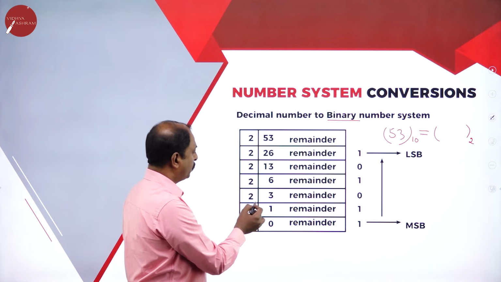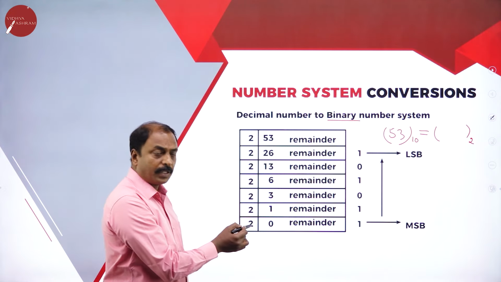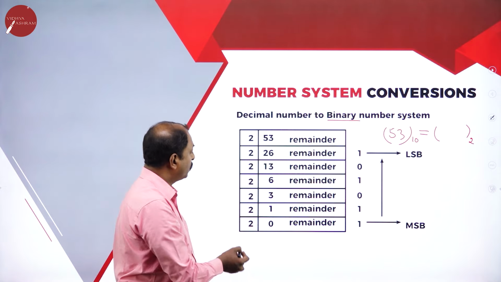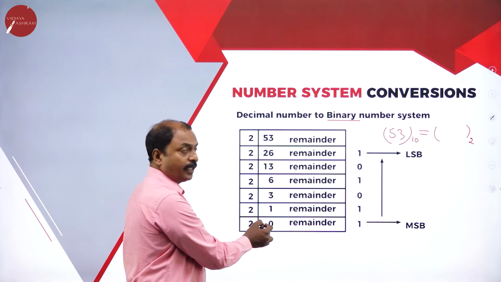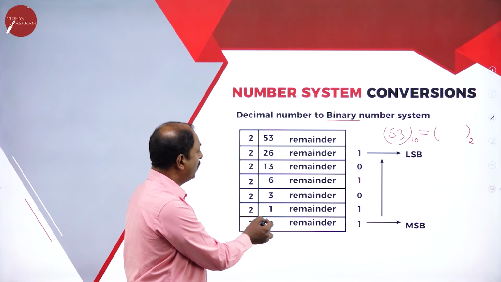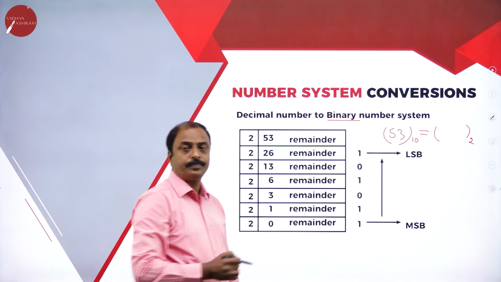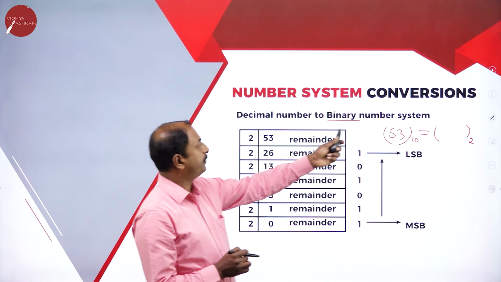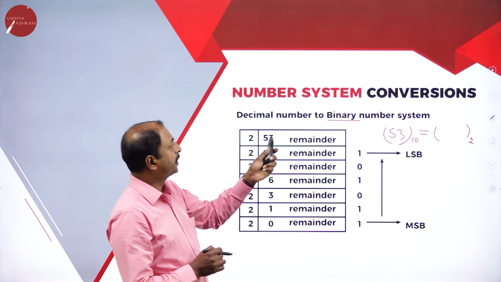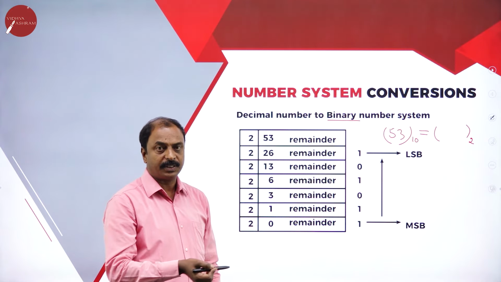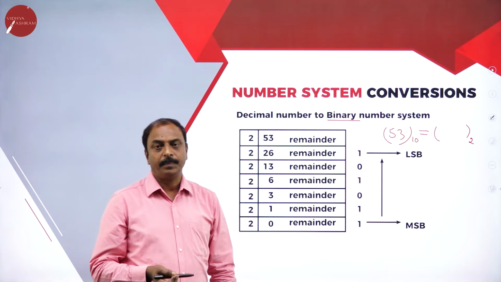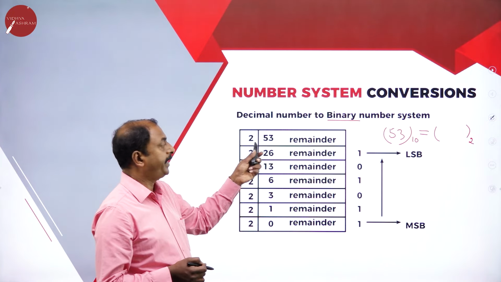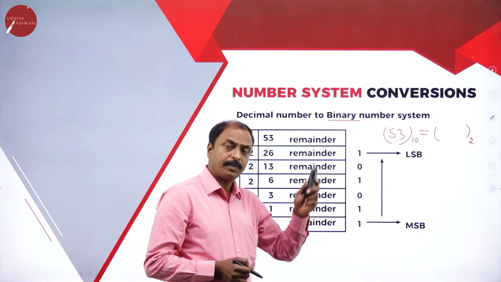Next 1, so 1 is smaller than 2. That is the reason we cannot divide it further. So 2 zeros are 0, and the remainder is 1. Here we have to keep dividing the given decimal number by 2. Because we are converting this into the binary number system, in which the base is 2, the radix is 2, divide the given decimal number by 2 and keep storing the remainder.